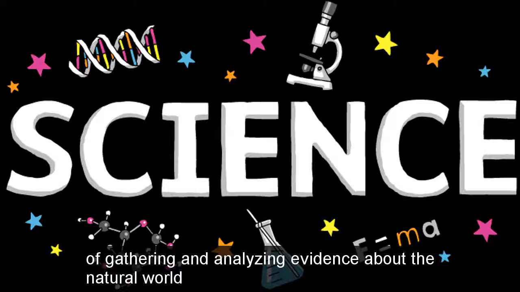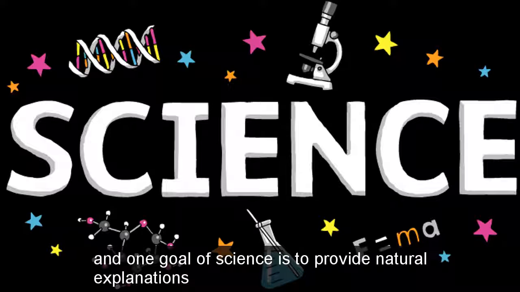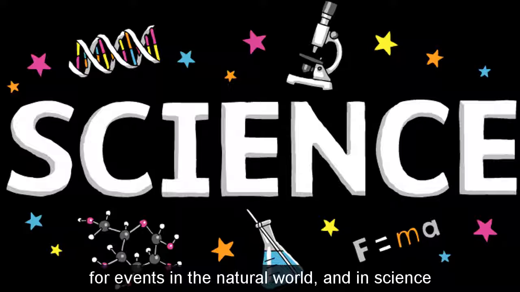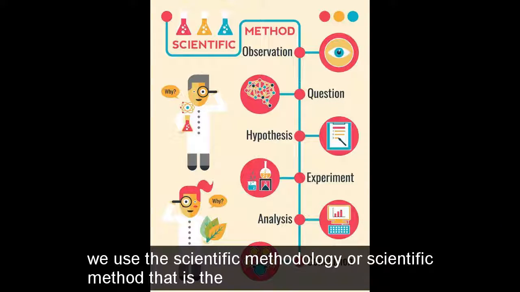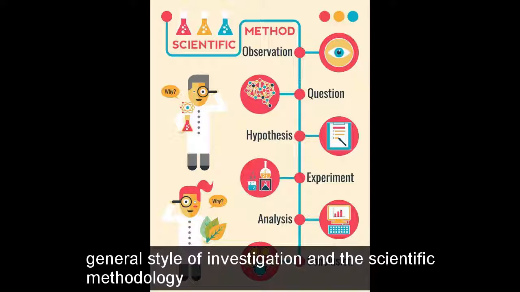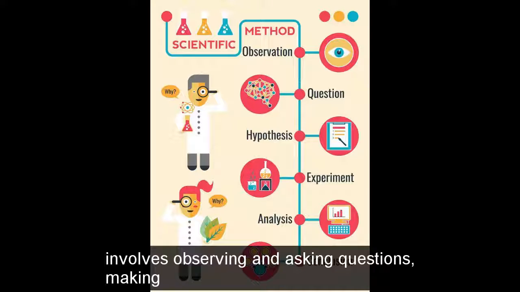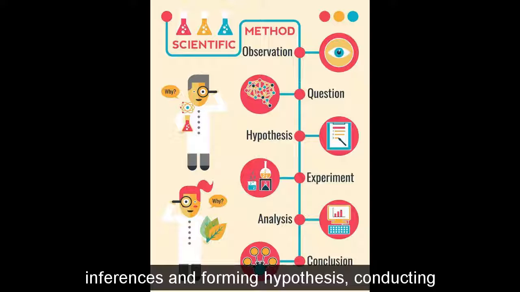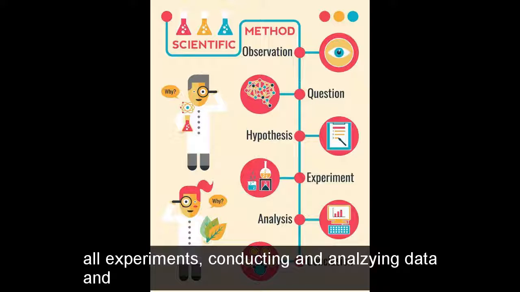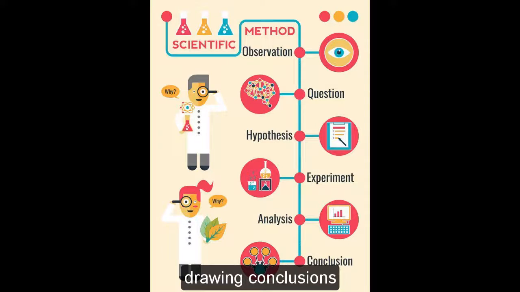Science is an organized way of gathering and analyzing evidence about the natural world. And one goal of science is to provide natural explanations for events in the natural world. And in science we use a scientific methodology or scientific method that is a general style of investigation. The scientific methodology involves observing and asking questions, making inferences and forming hypotheses, conducting controlled experiments, conducting and analyzing data, and drawing conclusions.